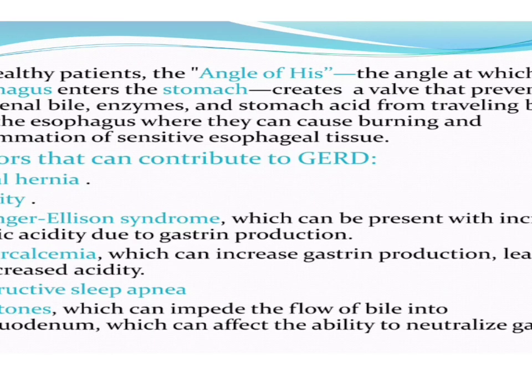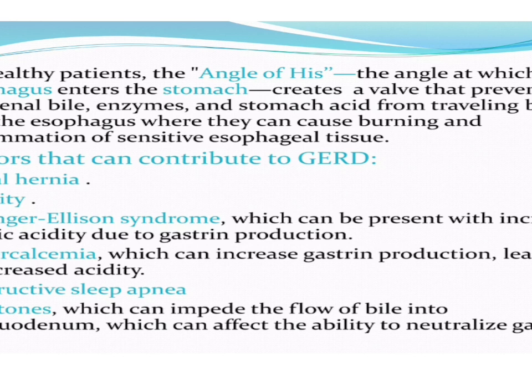In a healthy patient, the angle at which the esophagus enters the stomach creates a valve that prevents the duodenal bile enzymes and stomach acid from traveling back, causing inflammation of the sensitive esophageal tissue.